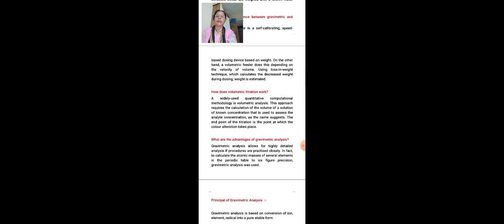How does volumetric titration work? Here it is. A widely used quantitative methodology is volumetric analysis. This approach requires the volume of a solution of known concentration, which is used to assess the analyte concentration. As the name suggests, the end point of the titration is the point at which the color change takes place, and this is very important in volumetric analysis.